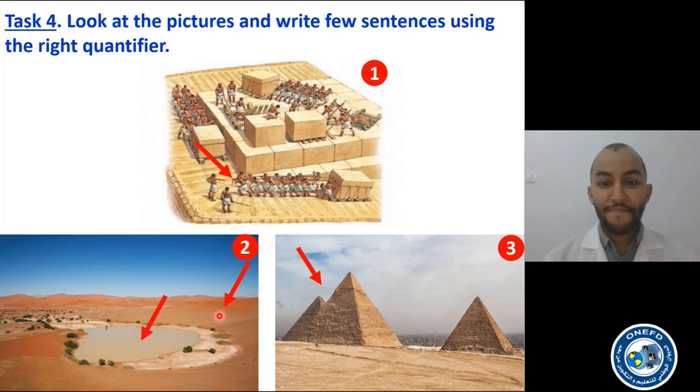Okay, remember. Now let's go to the third one. What is this? We've seen it before. It's a pyramid. So look in this picture. Do we have a lot of pyramids? Few pyramids? I'll let you decide. Take your time, look well at the pictures, and try to write sentences using the quantifiers we have used in the previous slide. I'll give you a minute to think about it, and I'll see you afterwards. Don't forget to pause the video.